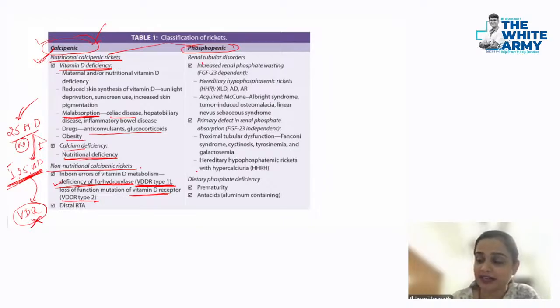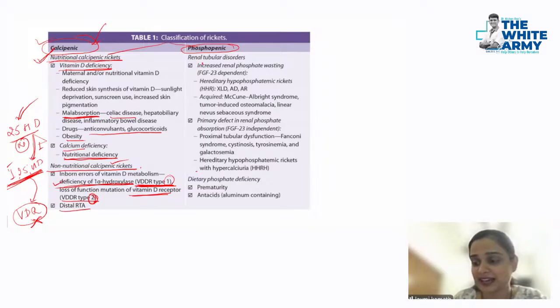So you just remember non-nutritional calcipenic rickets: vitamin D dependent rickets type 1, where there is 1-alpha hydroxylase deficiency, and vitamin D dependent rickets type 2. Type 2 में क्या हो जाता है? Too much of active vitamin D is there, but there is no action. Why? Because the receptor is not functioning. So that is your two types of inborn error of vitamin D metabolism.